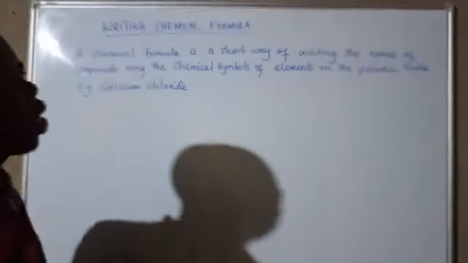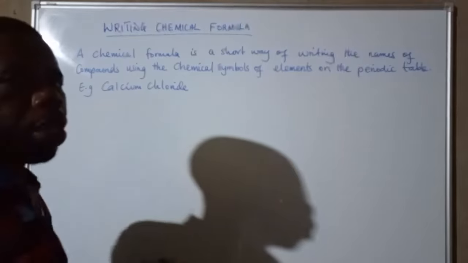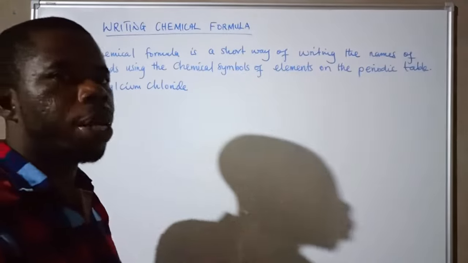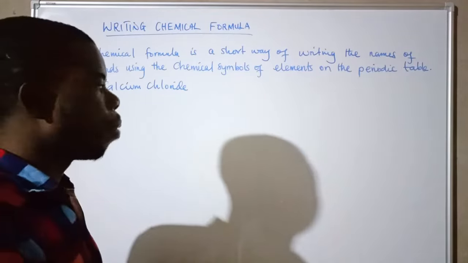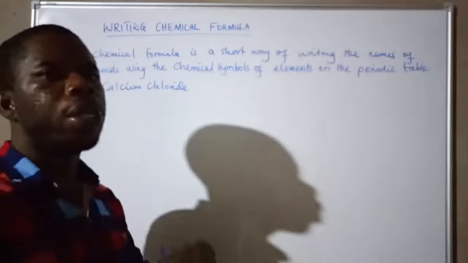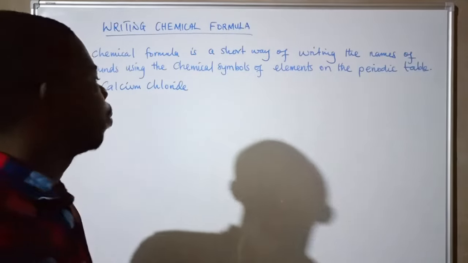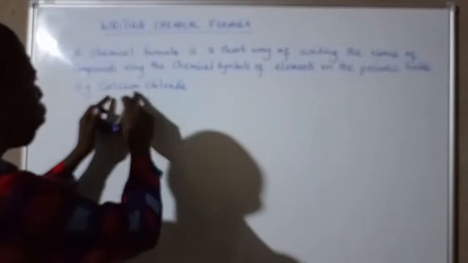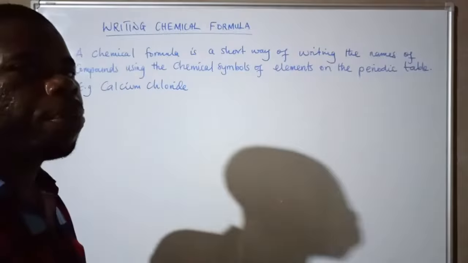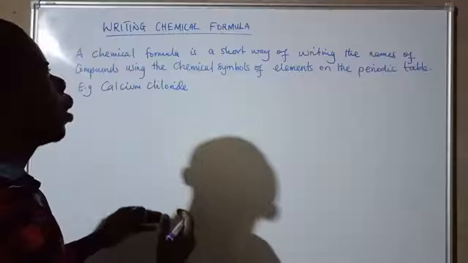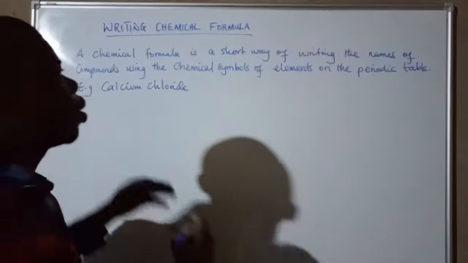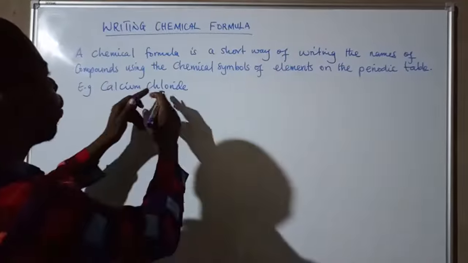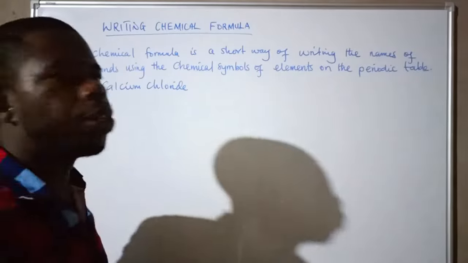In this case, we have two elements, calcium and chlorine, combined together. When two or more elements combine together chemically, they form what we call a compound. So this one is a compound called calcium chloride. It is written in words as calcium and then chloride. However, we can write this in terms of chemical formula, just using the symbol of calcium and the symbol of chlorine found on the periodic table.